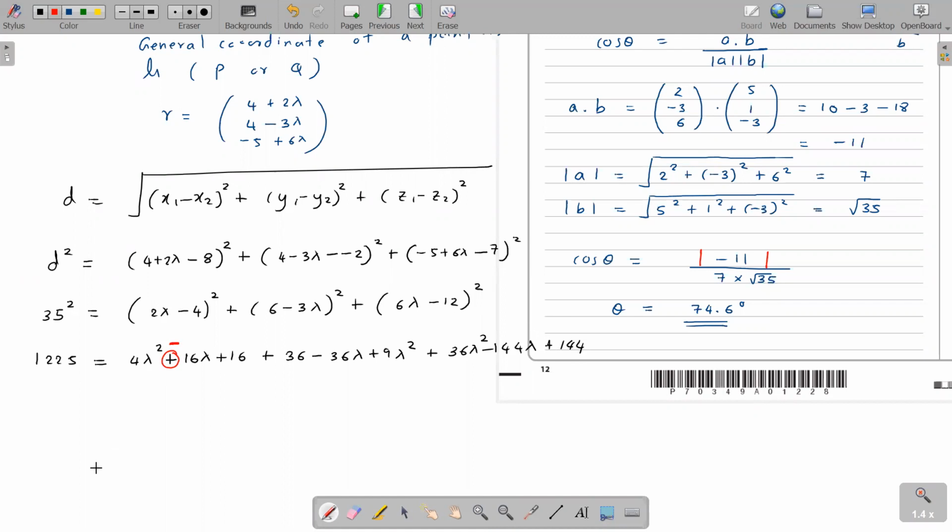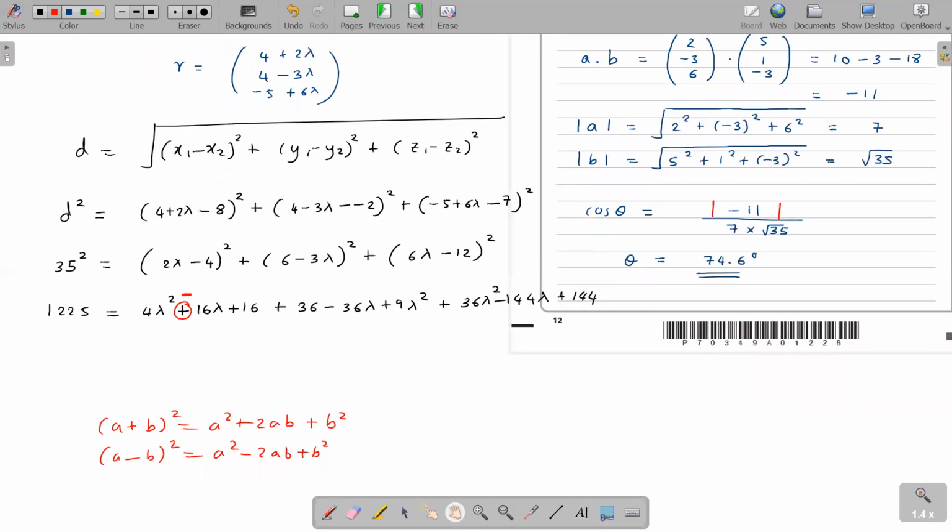I open the bracket immediately by using (a plus b) squared is a squared plus 2ab plus b squared. I did not show the working, but I was using (a plus b) squared and (a minus b) squared. I was basically using these two rules. Are you with me? I was using these two rules to open all of them immediately. So this is what I was doing.